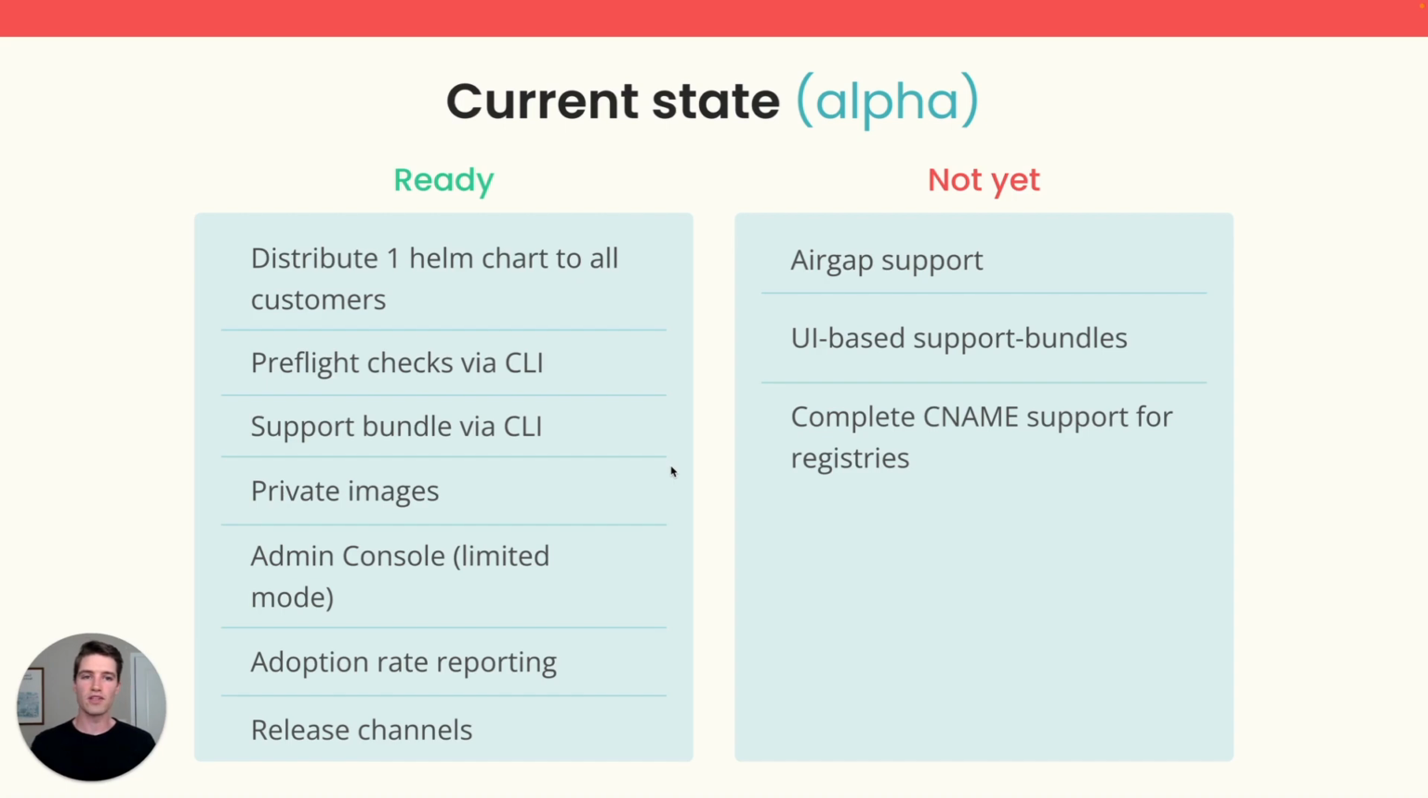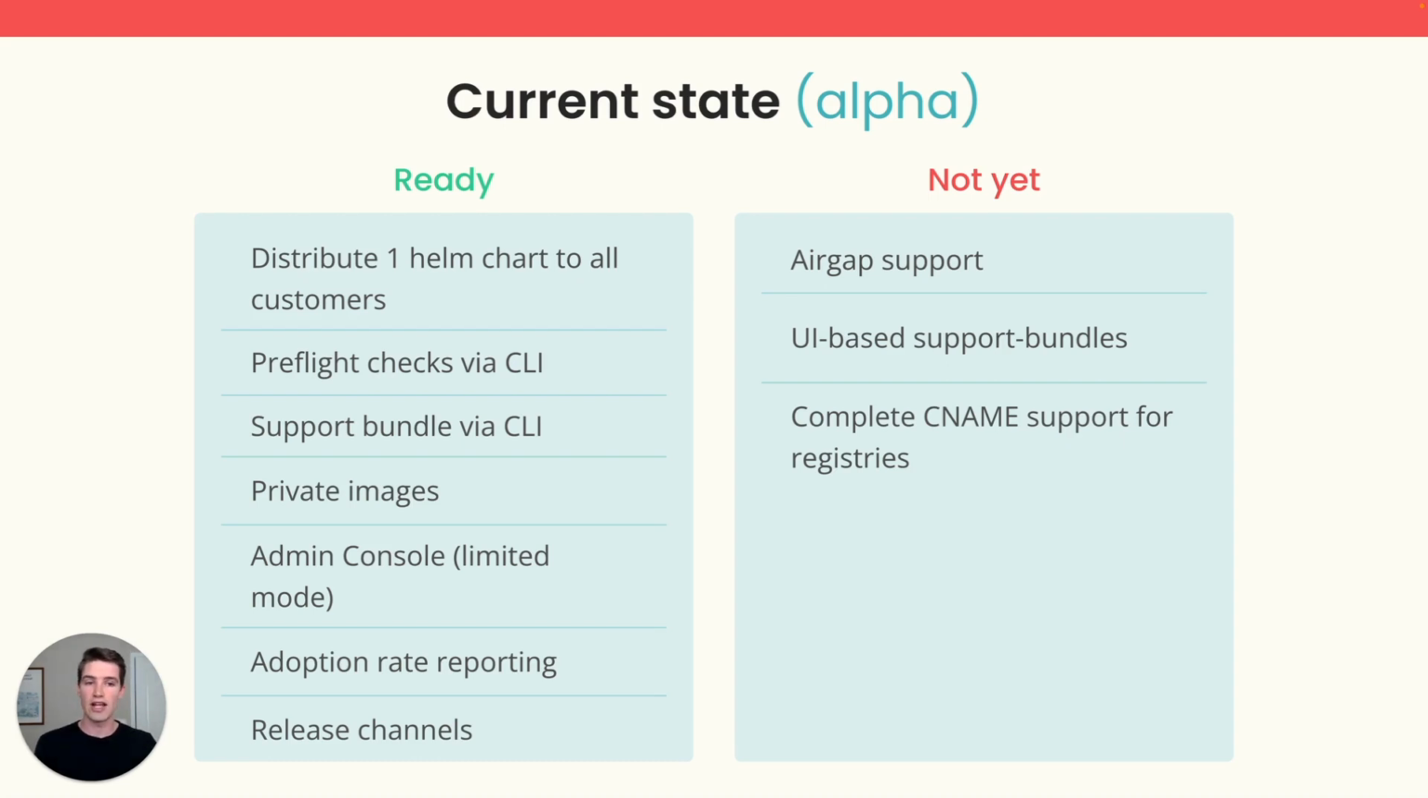To talk about where this is at currently, I mentioned that it's alpha, and what's ready is that you're able to distribute a Helm chart to all of your customers, regardless of their circumstances and preferences. There's Preflight checks and support bundles that can be run via the CLI. There's access to private images using the licensed Docker config template function that I referenced briefly. The admin console can be included as a subchart and run in this more limited mode as a helper. Adoption rate reporting is supported inside of the vendor portal to see which of your customers have pulled the different versions of your Helm chart. And then there's release channels as normal in the vendor portal.